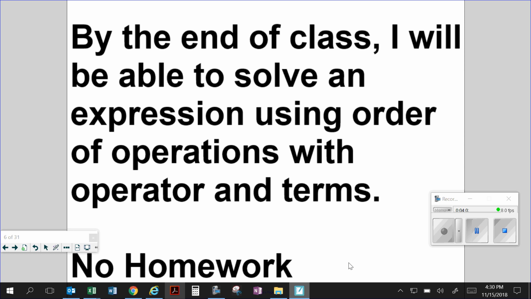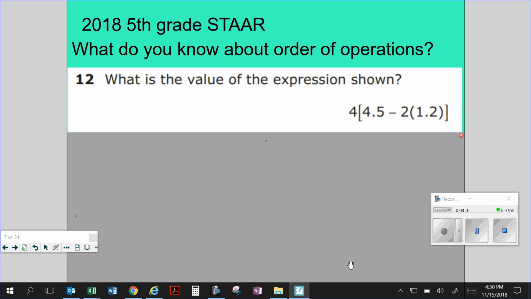It's family night. All right, so you had this on your notes. This is the fifth grade STAR question. I don't know if you remember this. This is question number 12 on last year's STAR. Find the value of the expression shown.